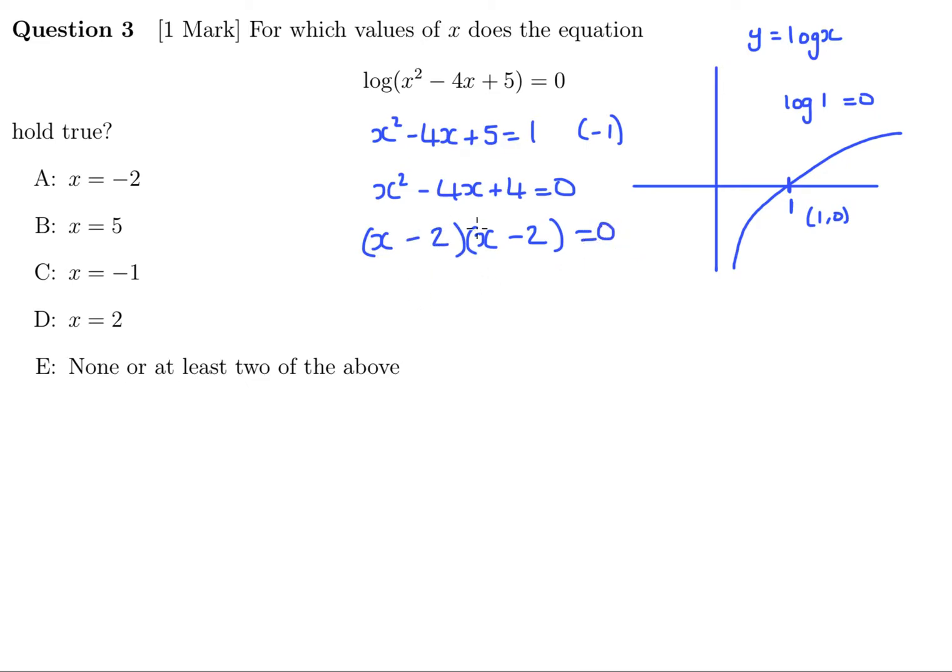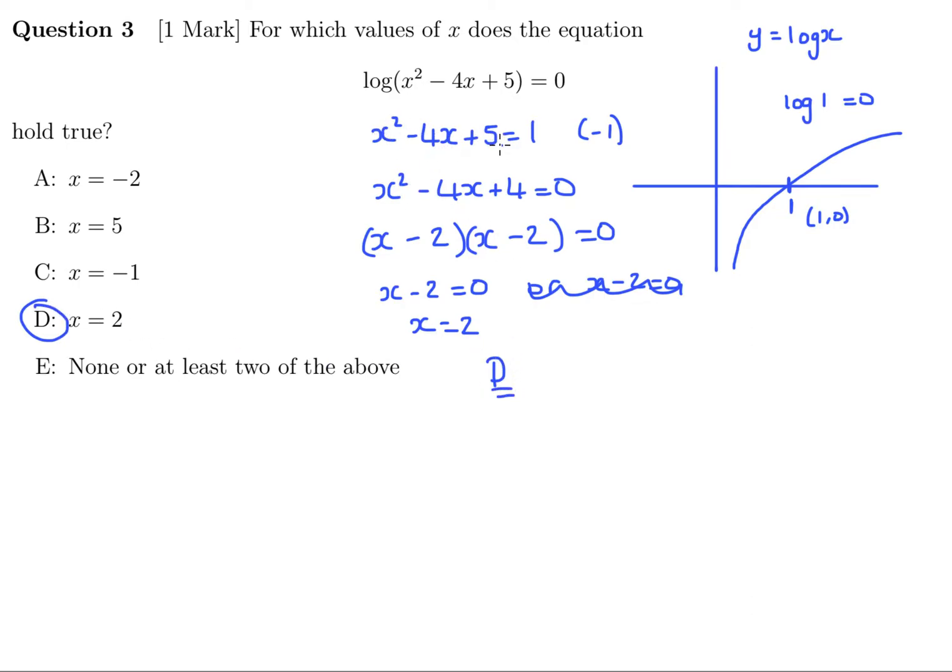We then say we've got 2 things multiplying to make 0, so one of the brackets is worth 0, or the other bracket's worth 0. But in this situation, they're both the same, because there's the same numbers in the bracket. So there's only one answer for this, which is that x is equal to 2. So that is D.